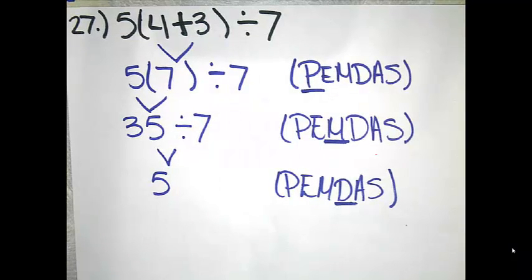I did number 27. So first I did 4 plus 3, which is 7, and then I did 5 times 7 equals 35, and then I did 35 divided by 7, which is 5.